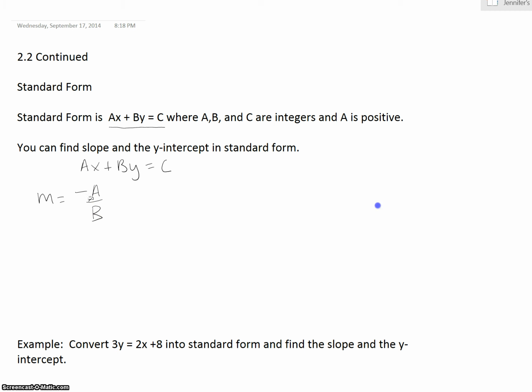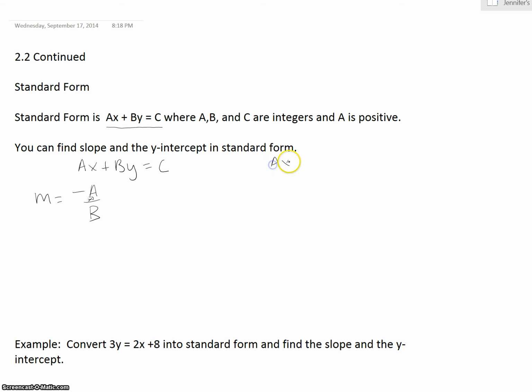Here's why. If I were to take my standard form, ax plus by equals c, and move it into slope-intercept form, that's mx plus b form, which is what y'all have usually done in Algebra 1, then you would subtract that ax to the other side. You would always move it over. So that would give you by equals negative ax plus c.